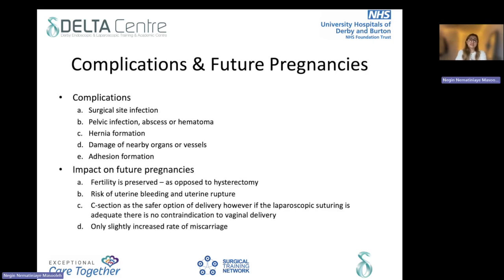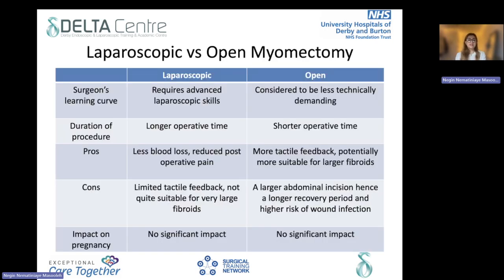As it comes to future pregnancies, obviously compared to hysterectomy, you are preserving fertility. The patients can get pregnant and get delivered. Only a very slight miscarriage risk is increased in patients post myomectomy. Not that much. The only thing is that there is a risk of uterine bleeding and uterine rupture, so you have to have that in mind during the procedure, and maybe sign up for an elective C-section, so there's not much pressure on the myometrium.